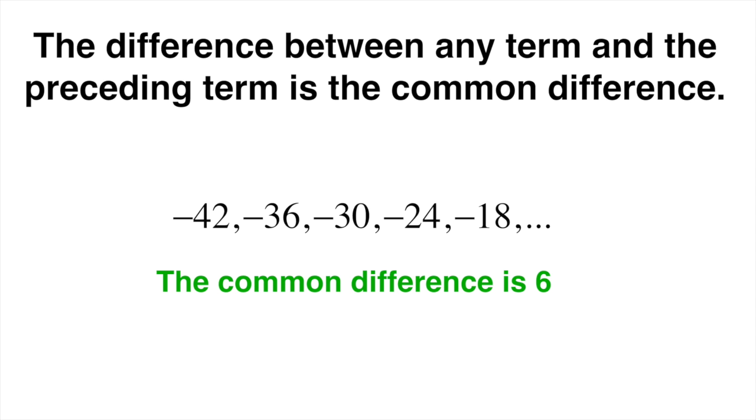And the way that we'll represent this in our formula is just D. D meaning difference. The difference is 6, and it's a positive 6. Because as this sequence progresses, every one of these numbers increase by a digit of 6. And it's a positive 6.